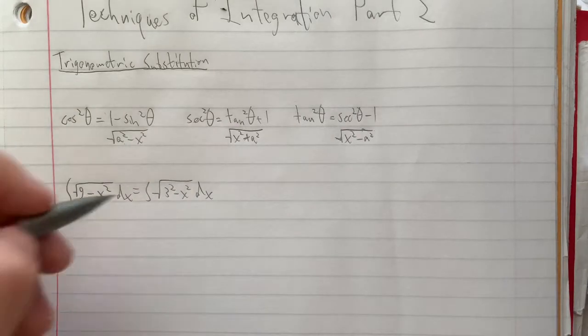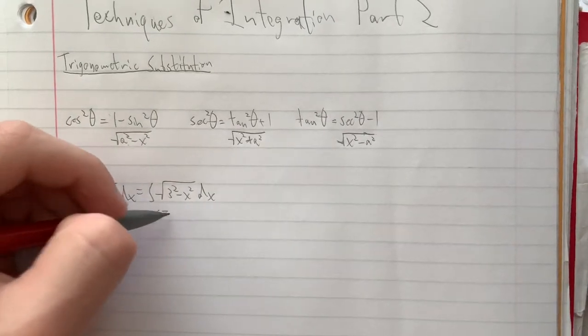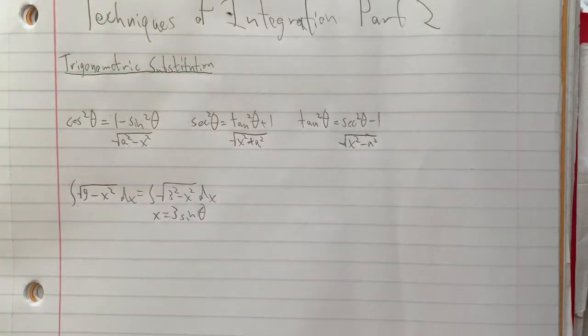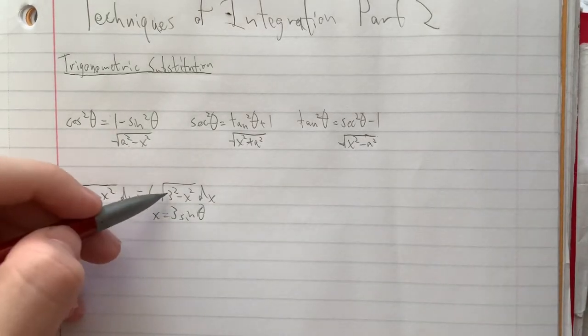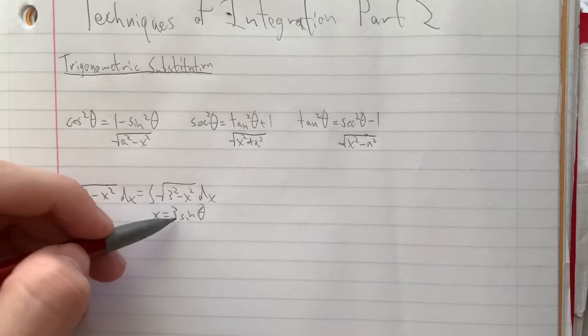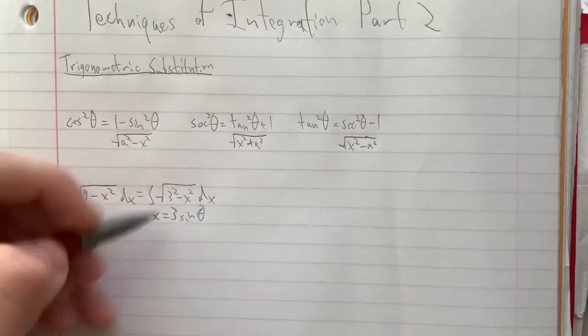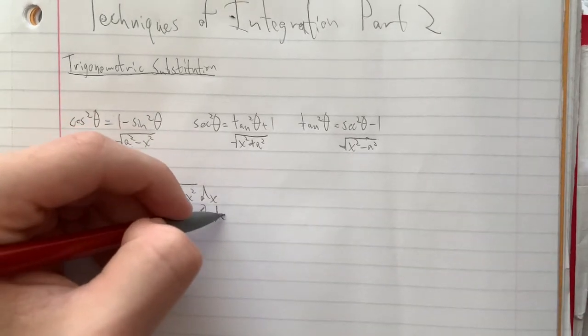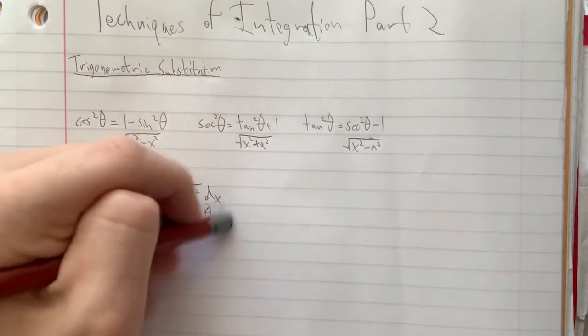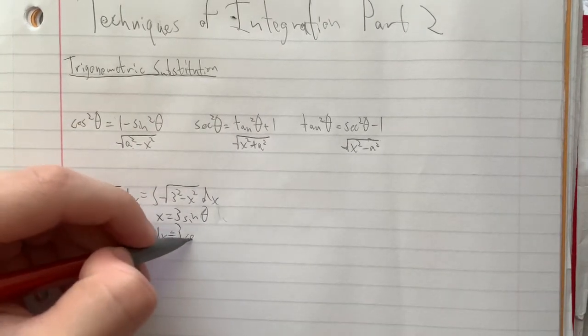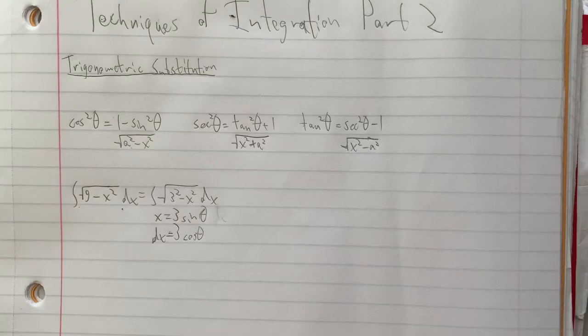And here's the substitution we're going to make. We're going to let x equal 3 sine of theta. And that'll make sense why we're doing that in a second. But notice this a, which is 3 in this case, is our coefficient of the sine of theta. So now we have to find dx. So dx is going to be 3 cosine of theta d theta. And now notice what we can do with this.